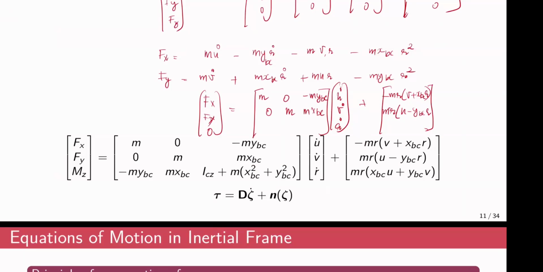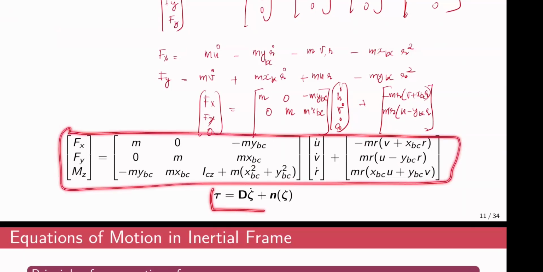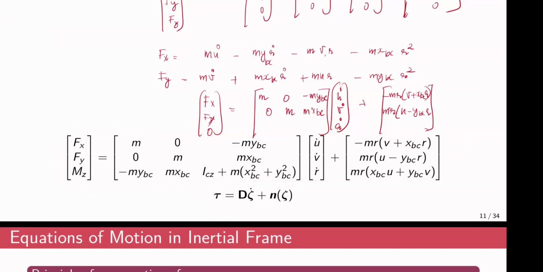And as a result, you can represent these governing equations of motion using this compact matrix and vector form, where this D is nothing but the mass matrix, which is this one. This is a symmetric matrix. And zeta dot is a vector of accelerations with respect to the body fixed frame of reference, that is this vector, u dot, v dot, r dot. And this vector is nothing but, you can call this, a vector of centrifugal and Coriolis effects.